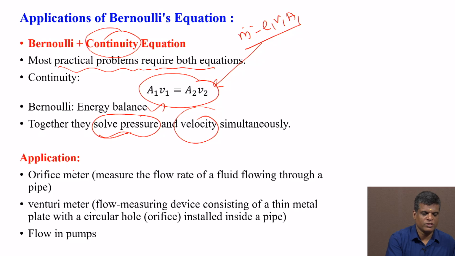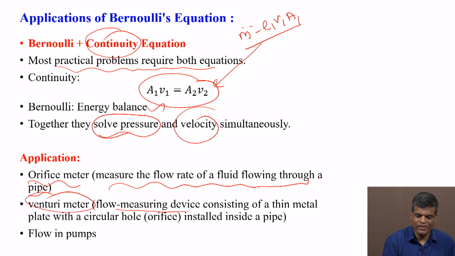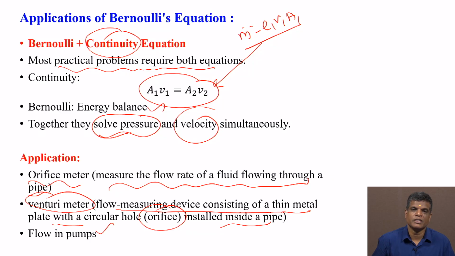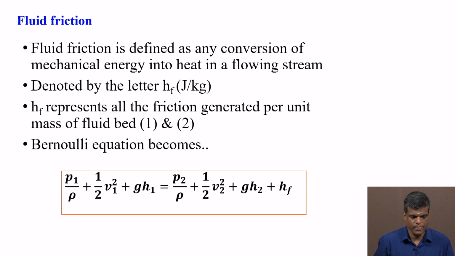So, what are the applications of this? It is normally used for the orifice meter, to measure the flow rate of fluid flowing through a pipeline. In the same way for the Venturi meter. The flow measuring device consists of a thin metal plate with a circular hole, the orifice, installed inside the pipe. So for flow in pumps and many problems, and in the orifice meter, Venturi meter, all types of measuring devices, we use the Bernoulli equation.